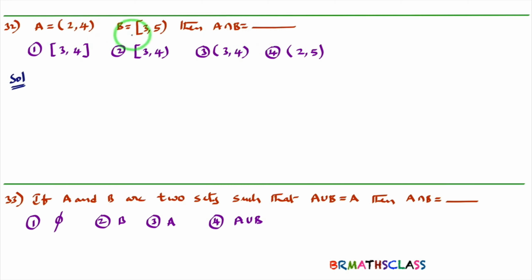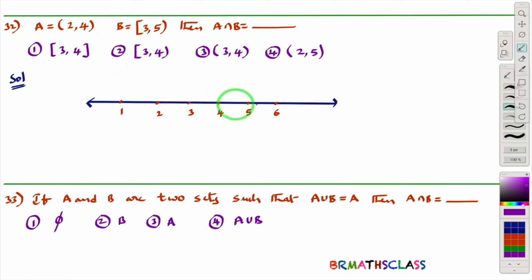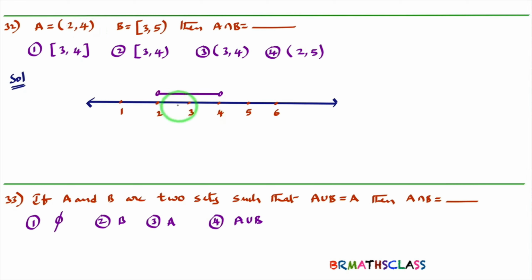We will try to understand this on the number line. You observe this number line. What is meant by open interval 2, 4? Open interval 2, 4 means all the real numbers in between 2 and 4. And as they given open interval, 2 is not included, 4 is not included. Like this. You please try to understand, this is open interval 2, 4.